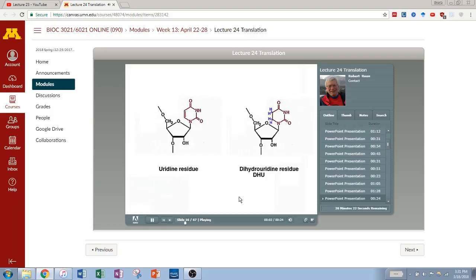The structure shown on the right is dihydrouridine. The double bond found on the uridine ring has been reduced to dihydrouridine. Whereas the uridine ring is planar, the reduced ring of dihydrouridine is somewhat bent because it's no longer aromatic. This makes dihydrouridine less capable of hydrogen bonding with other bases.